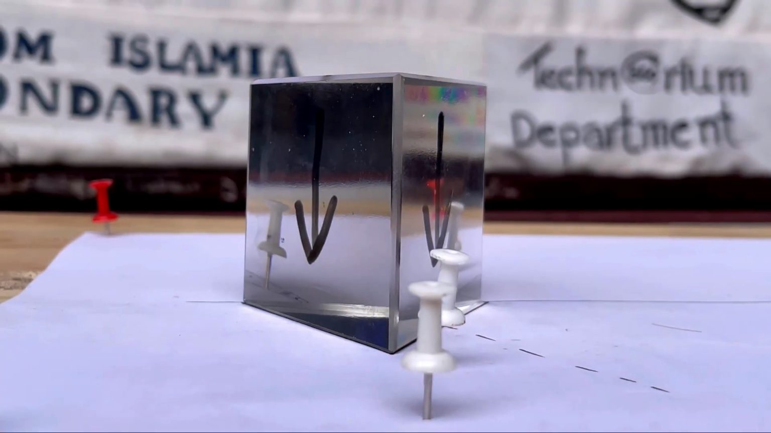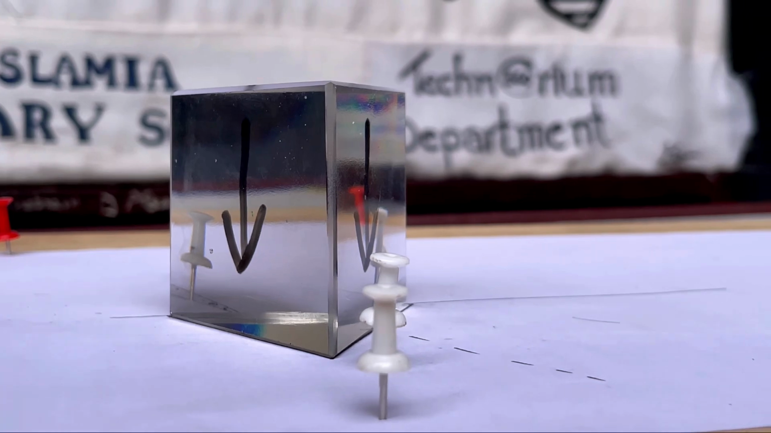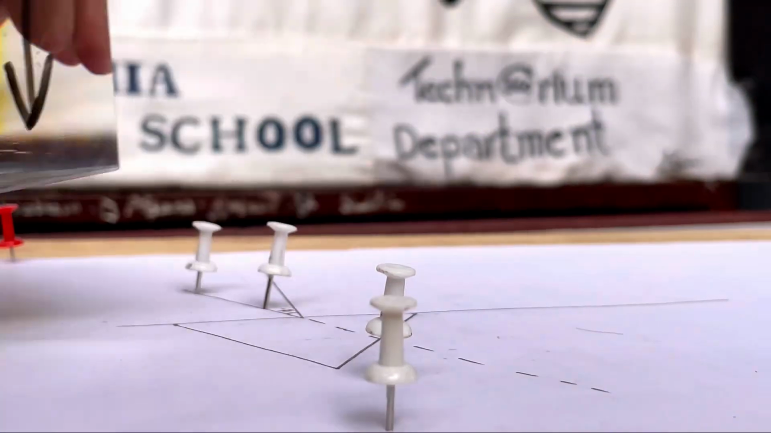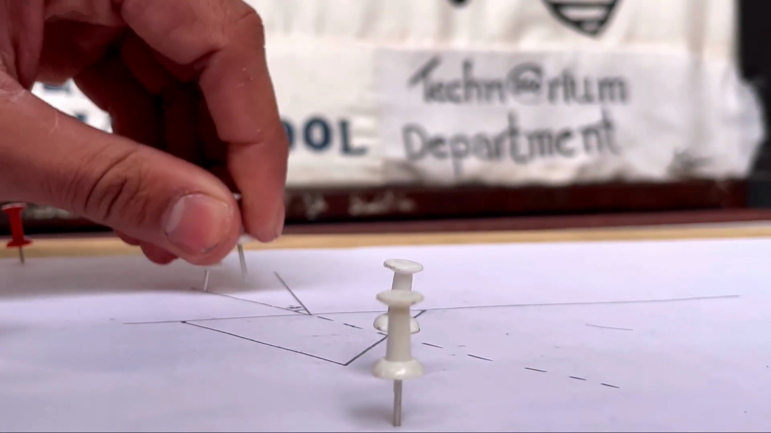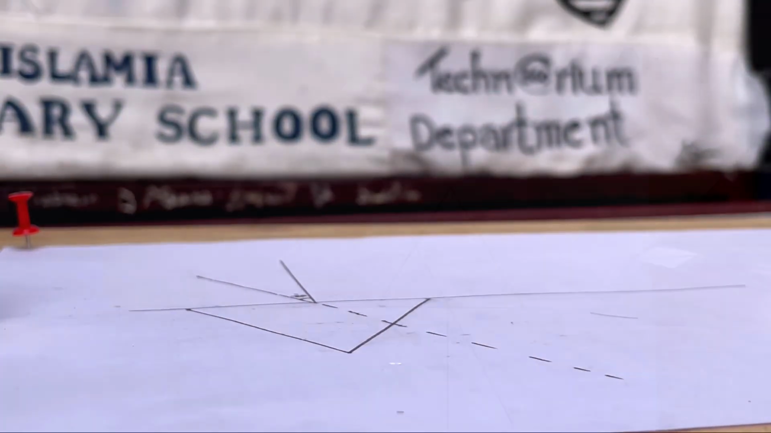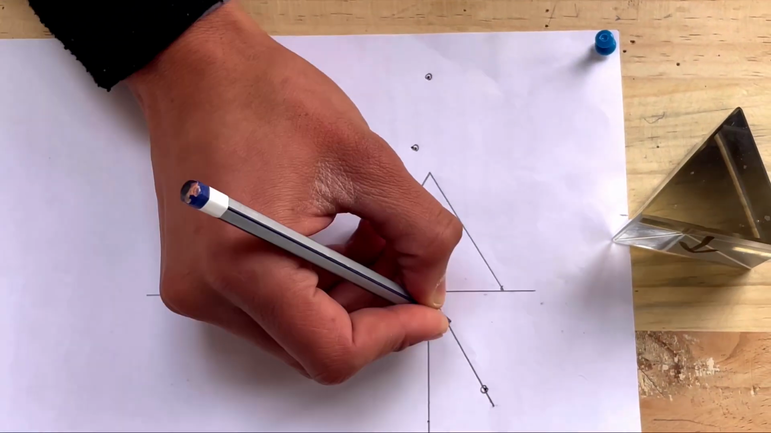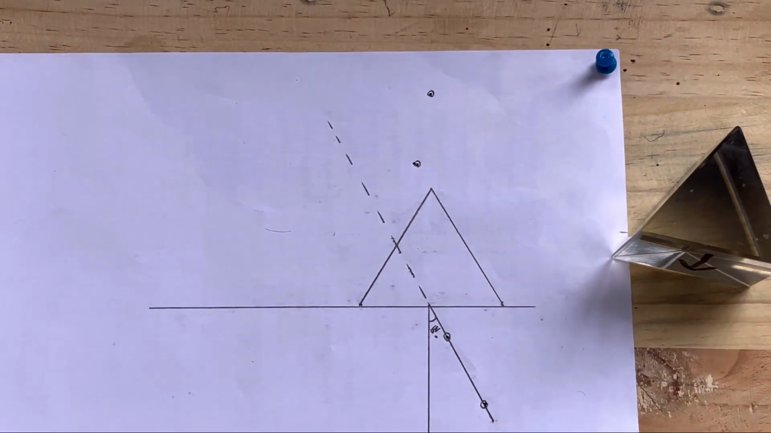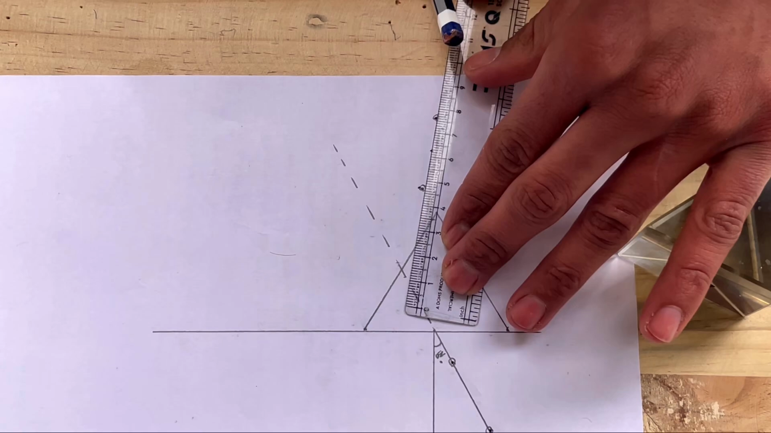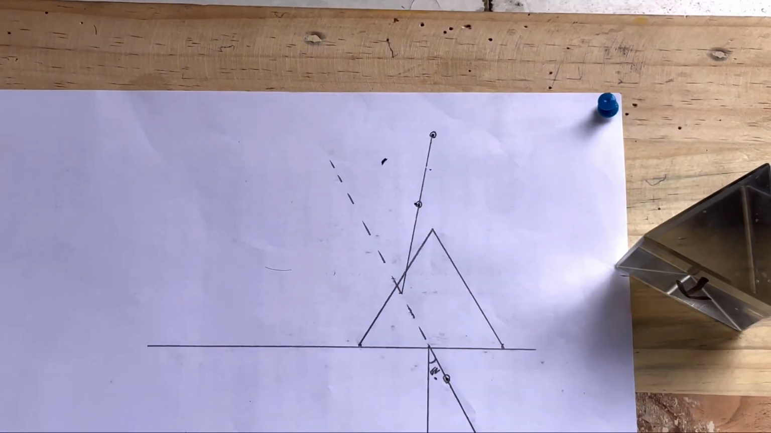From this side we can see these four pins as a single pin. Then our next step is that we have to remove our prism and remove these four pins. Then mark these points and join these 2 points like this.